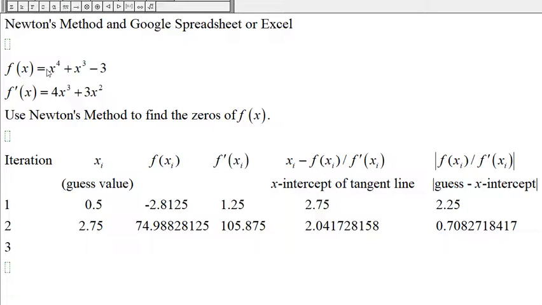Here we have the function f of x equal to x to the fourth plus x to the third minus 3. And so the derivative will be 4x to the third plus 3x squared. And we want to use Newton's method to find the x-intercept of this function right here.